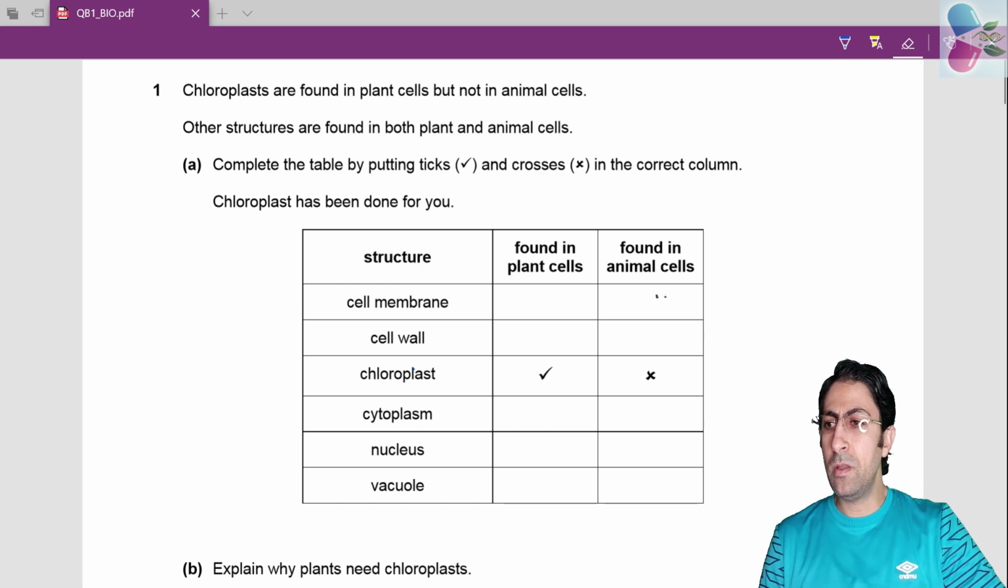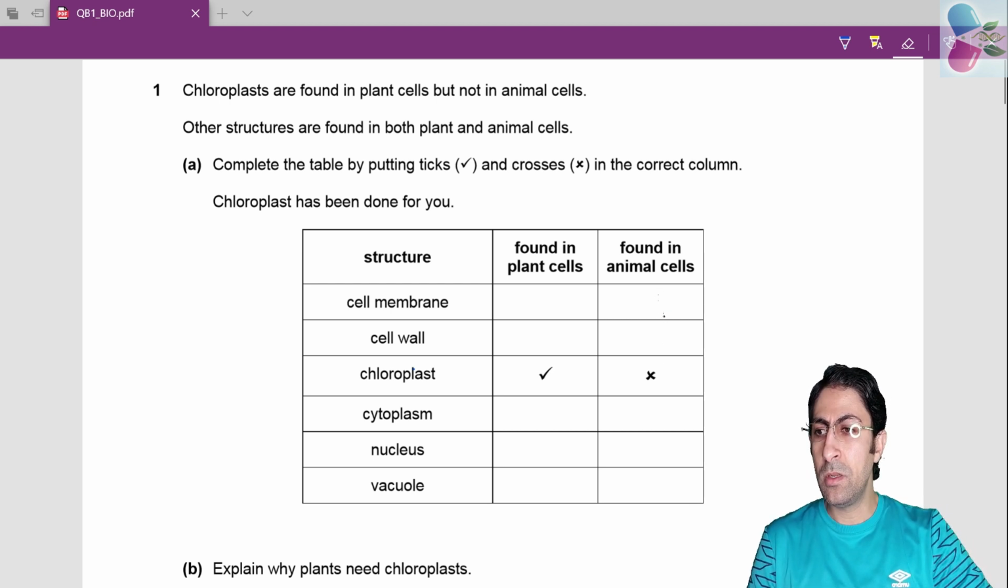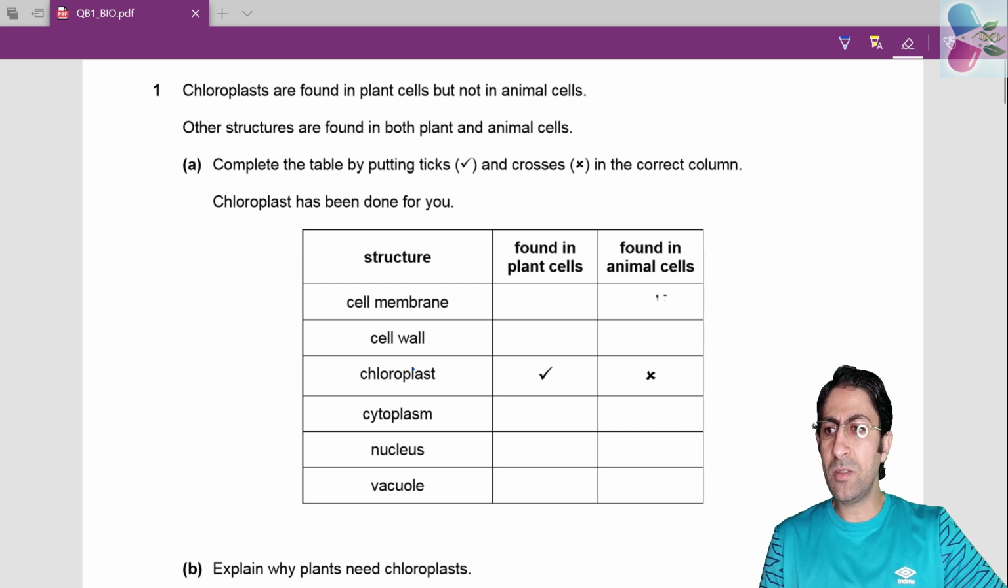Now we will solve together the biology question of paper 1, October 2017, checkpoint exam. Question number 1 in paper 1 says chloroplasts are found in plant cells but not in animal cells. Other structures are found in both plant and animal cells. A. Complete the table by putting ticks (correct) and crosses (X) in the correct column. Chloroplast has been done for you.